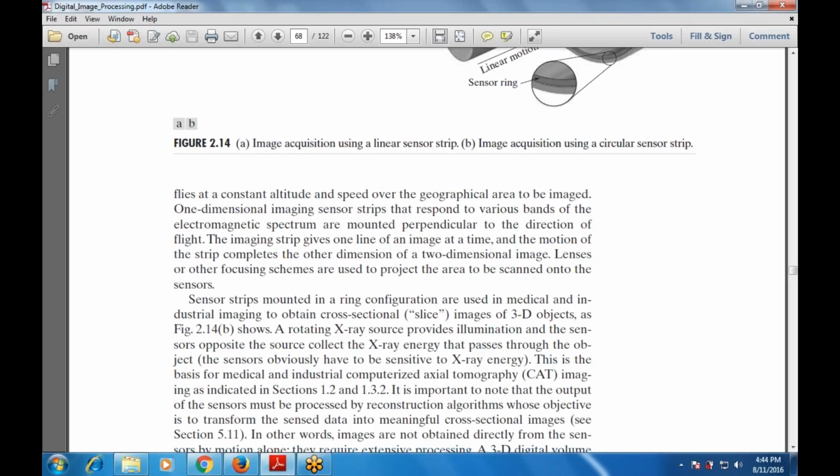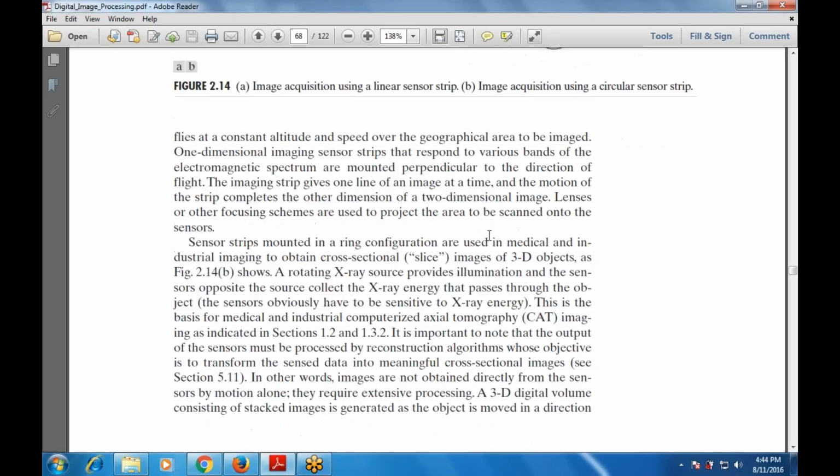It is also important to note that the output of the sensors must be processed by a reconstruction algorithm, whose objective is to transform the sensed data into meaningful cross-sectional images. In other words, images are not obtained directly from the sensors by motion alone; they require extensive processing.